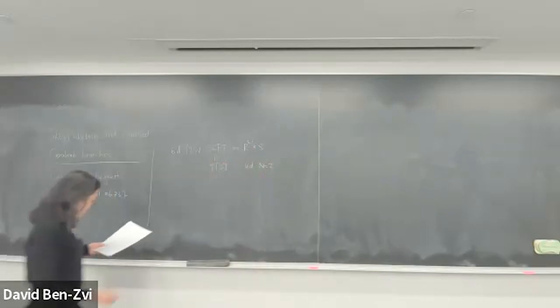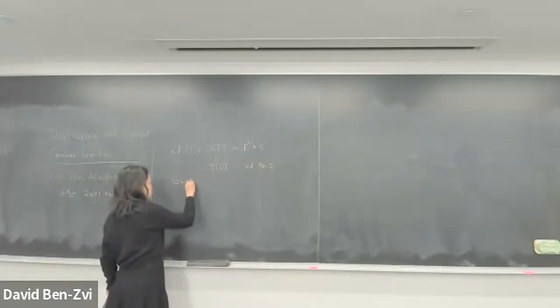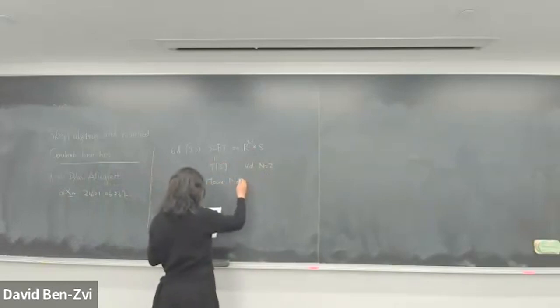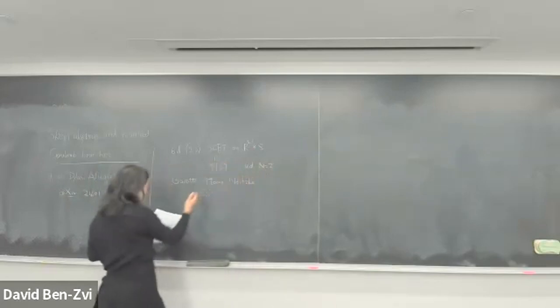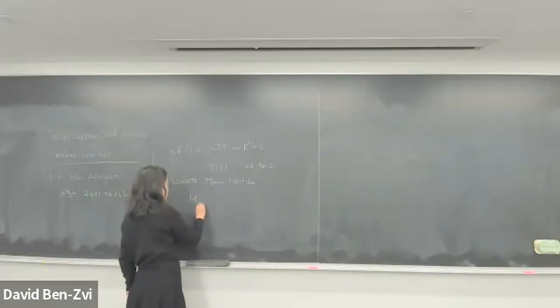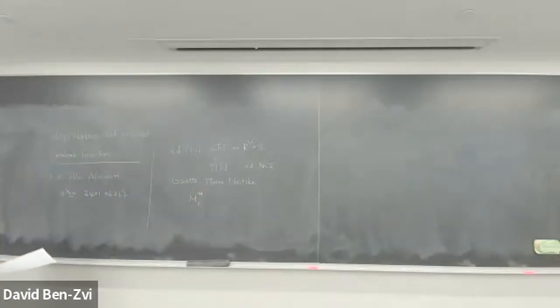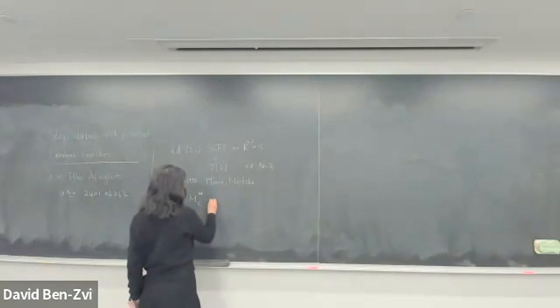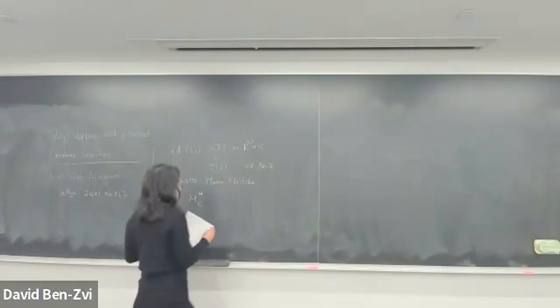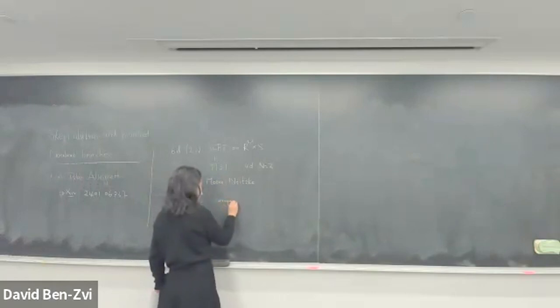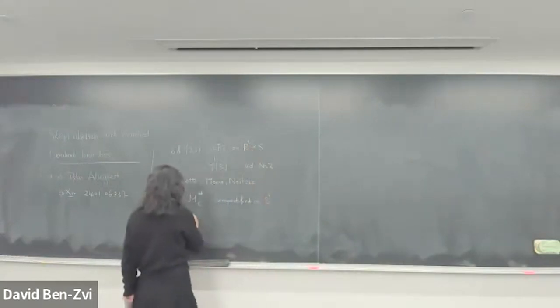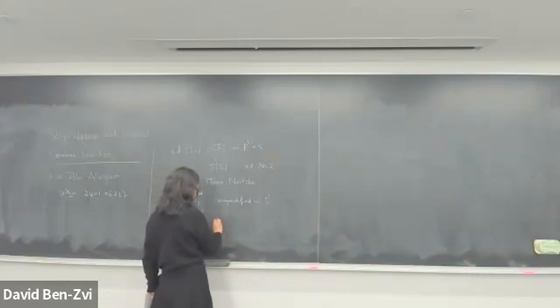By work of Gaiotto, Moore, and Neitzke, physicists predict that the Coulomb branch of this 4D theory should be a character variety of S. More precisely, when you compactify this 4D theory on a circle S1 in this direction, this gives you the Coulomb branch, which is supposed to be the character variety for S.